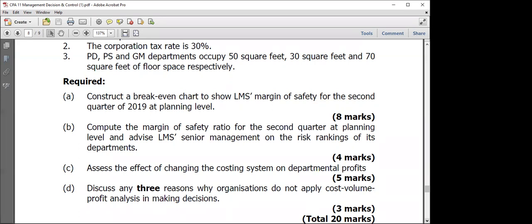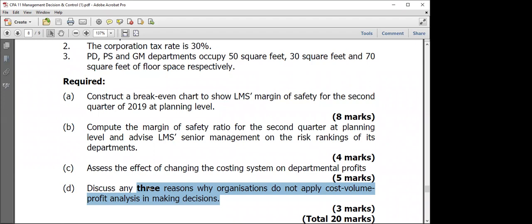Here they are asking you to assess the effect of changing the cost system on department profits. It's right there. Three reasons why organizations don't apply the cost volume profit analysis in making decisions. Yeah, this is the CVP. It has its limitations. CVP assumes a constant price, and it has different assumptions.